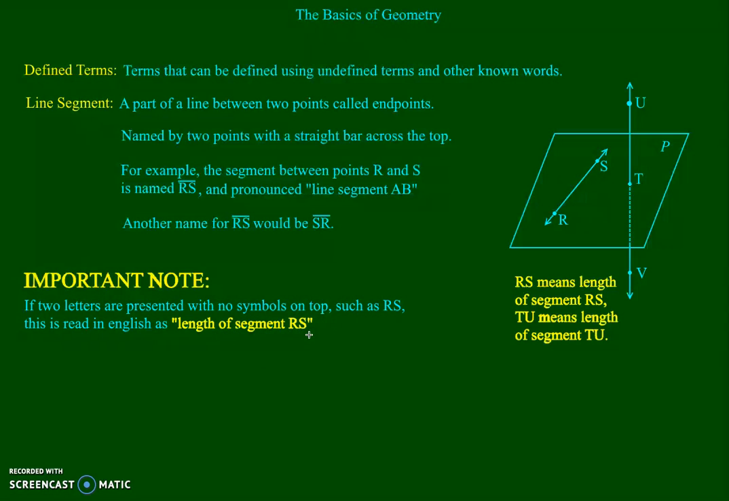This is one of the capital things that people make mistakes on as they move through their early geometry career. That 2 letters with nothing over the top indicates the length of a line segment. You're going to see this all the way through the course, so it's very important that you make this distinction. So length of is 2 letters with no bar. Likewise, if I wanted the length of this line segment from T to U, it would be just the letters TU. That means length of segment TU. Same thing for TV. TV would be the length of segment TV.